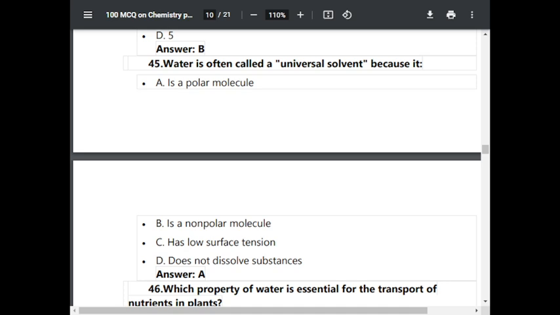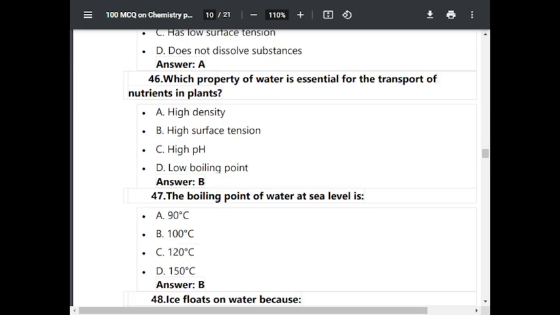Option C has a low surface tension. Option D does not dissolve substance. The correct answer is a polar molecule. Water is often called a universal solvent because it has a polar molecule. Option A is correct. Question number 46.